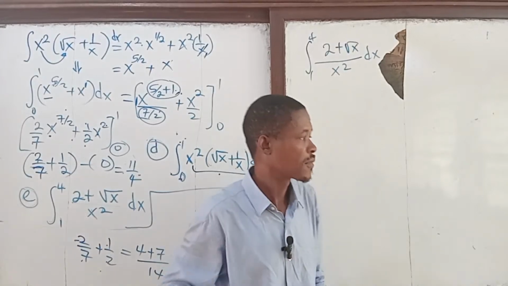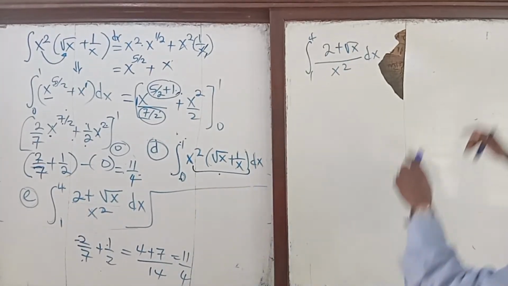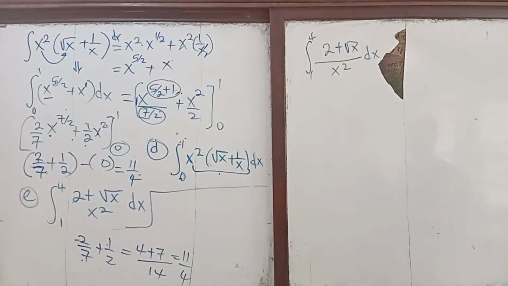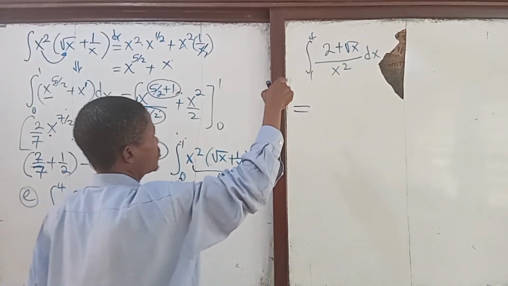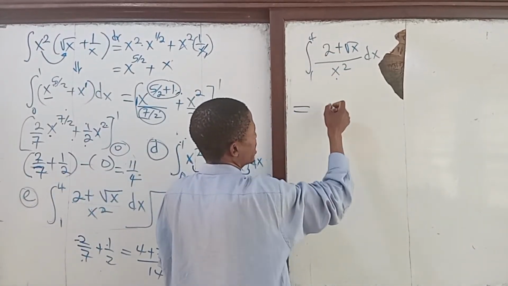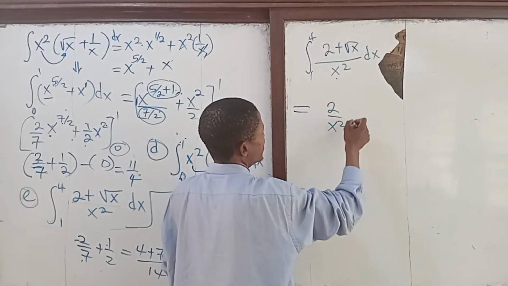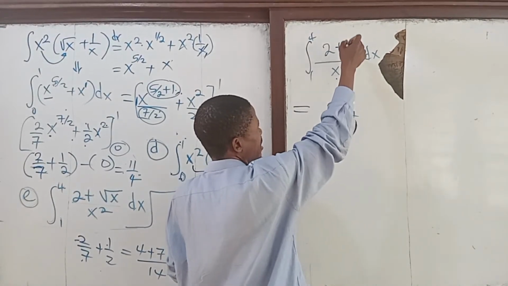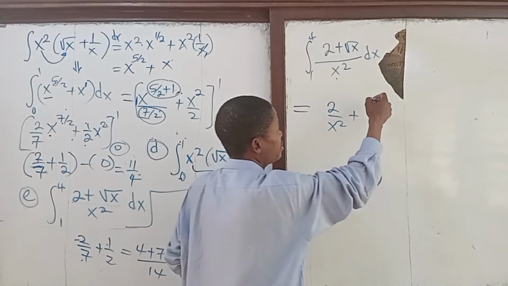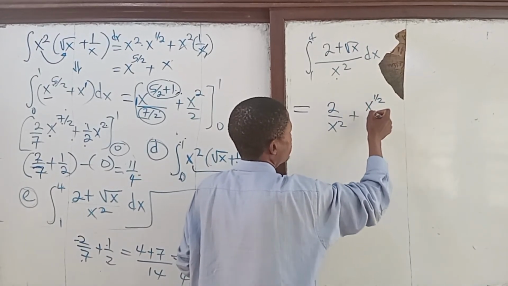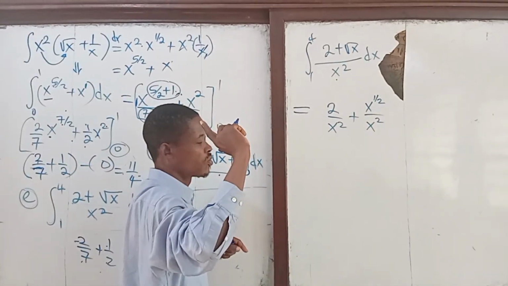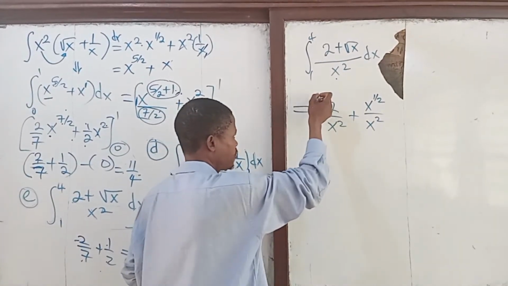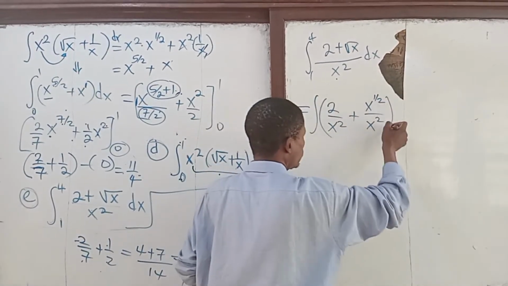Okay, let's look at this question. What we do first is to do the algebra. So it will be 2 over x squared, and then plus this one. Can you remove the radical, the square root? That will be x to the power half minus x squared. That's the first thing to do, which we have done. Then you can now introduce your integral. Open and close the brackets.